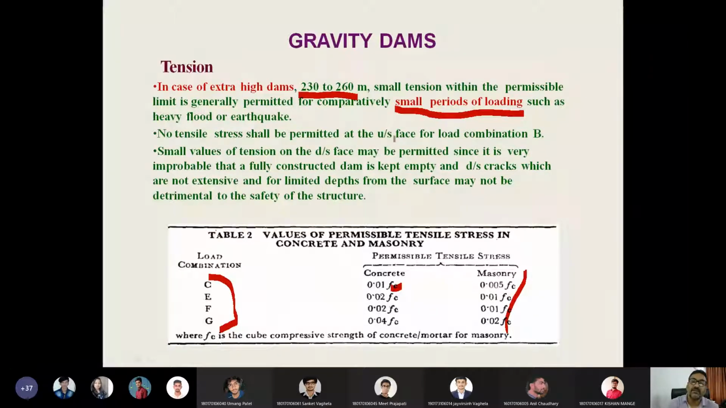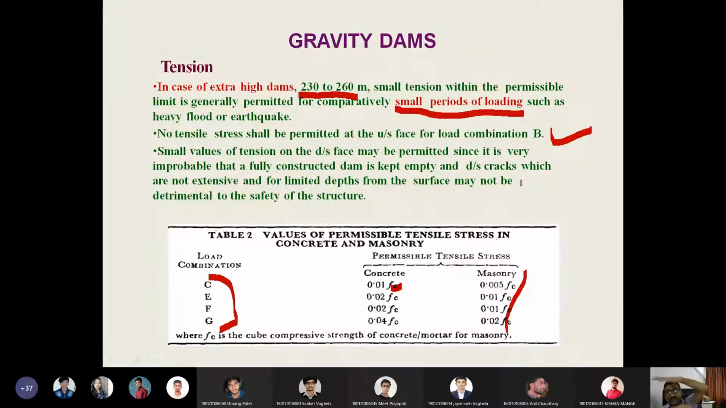No tensile stress shall be permitted at the upstream face for load combination B, normal pool level. Small values of tension on the downstream face may be permitted, since it is very improbable that a fully constructed dam is kept empty, and downstream cracks which are not extensive, because hardly any stress is there.